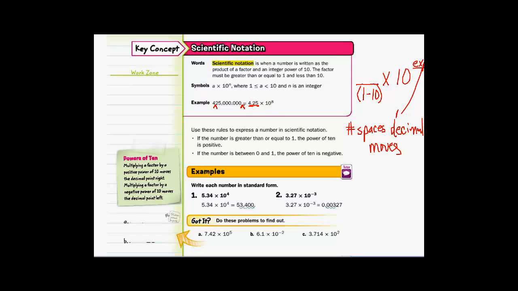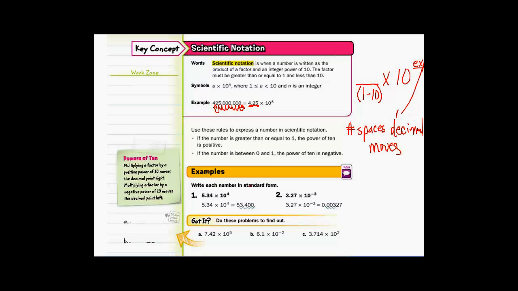Now, the exponent, I told you right here, is the number of spaces that the decimal moved. So I would move it 1, 2, 3, 4, 5, 6, 7, 8. It moved 8 times. This was a very large number. That's the reason why my exponent is positive, because we're going to have positive and negative exponents. So let's try a few examples right here.